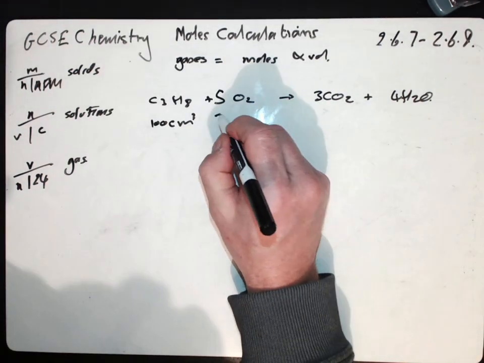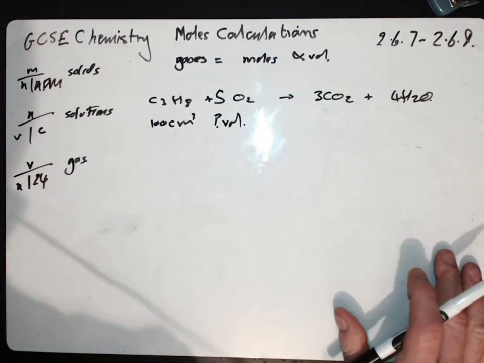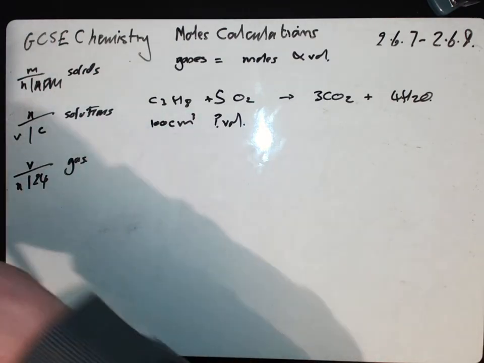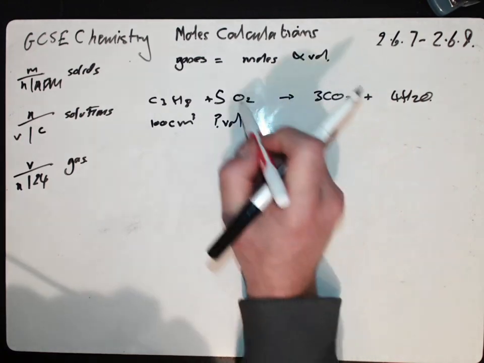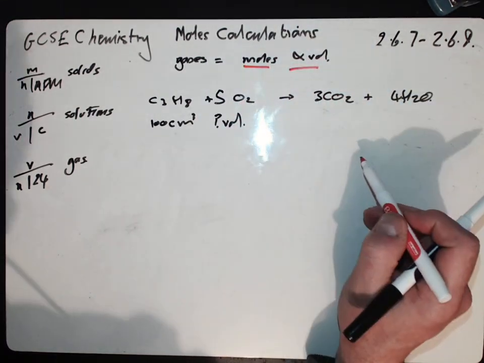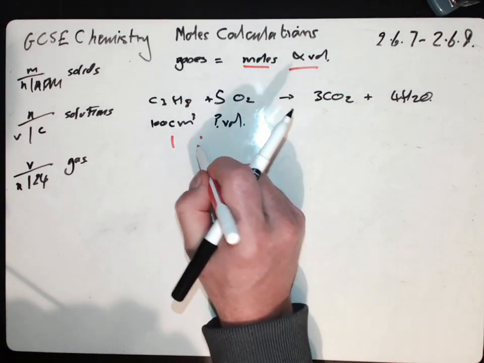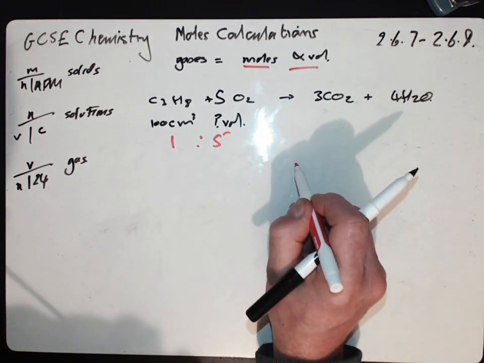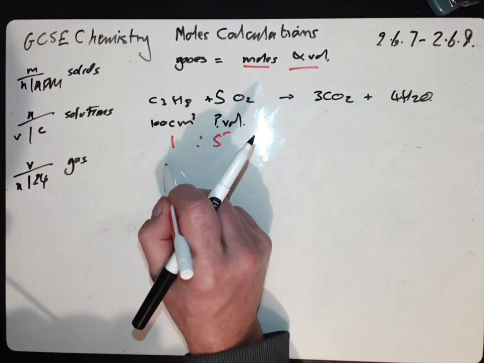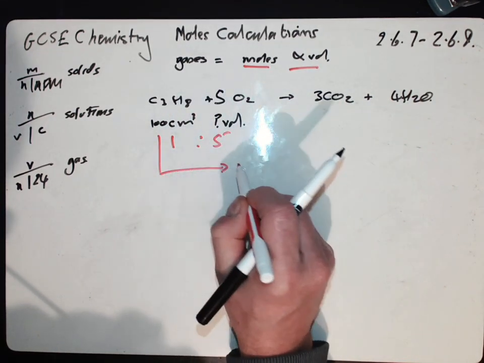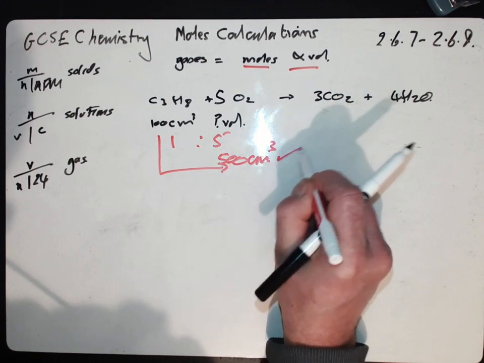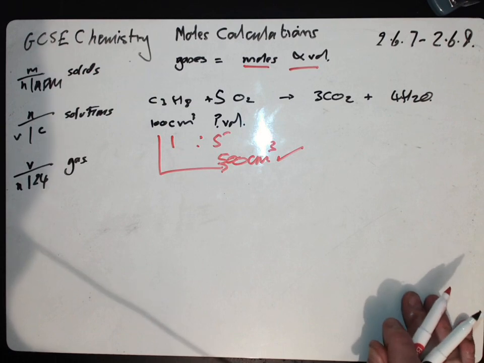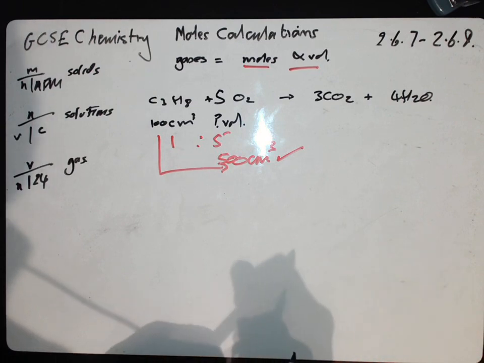Okay, and the question is what volume of oxygen do I need to react that 100 cubic centimeters of propane? Well, we go back to the moles being directly proportional to the volume, and the mole ratio here is 5 to 1. So therefore the volume ratio is 5 to 1. So if I have 100 cubic centimeters of that, in order to get it to react fully, I will need, it's as simple as that, 500 cubic centimeters of oxygen.